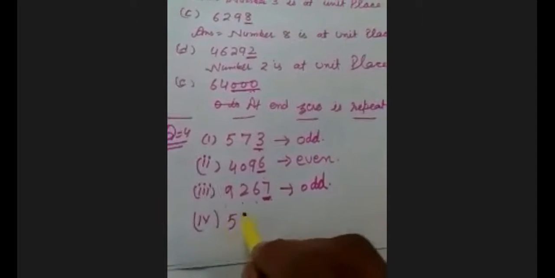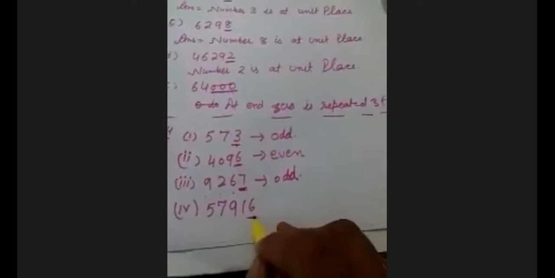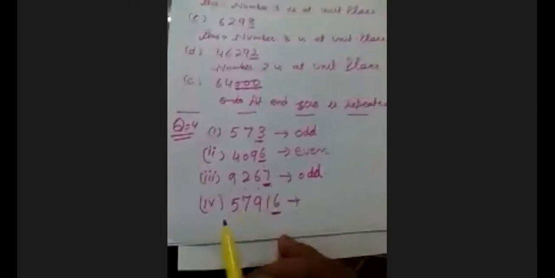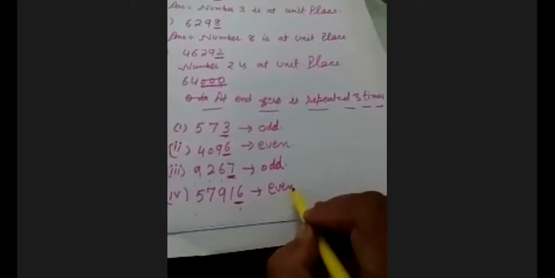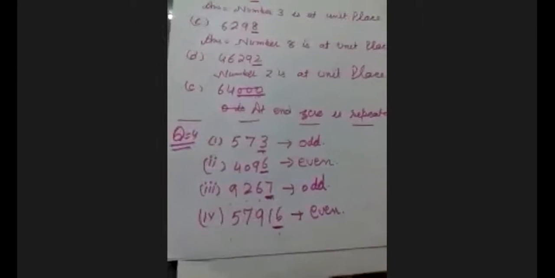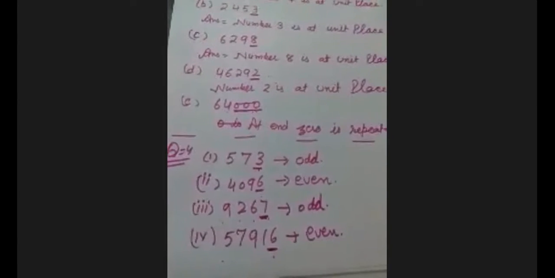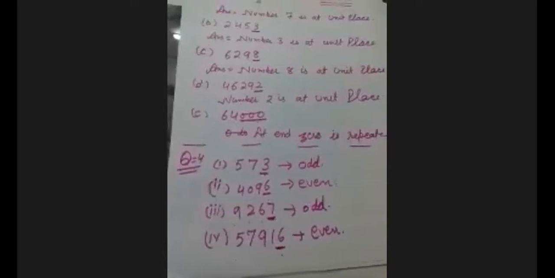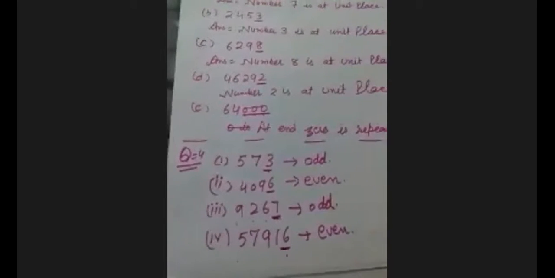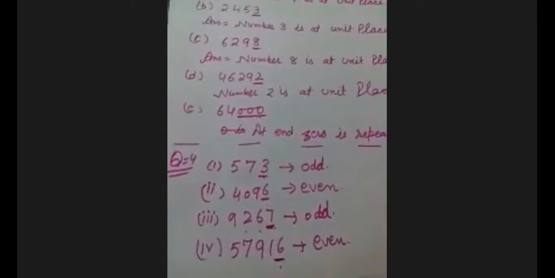57,916. Last digit is 6. It means 57,916 is an even number. So it is a square of an even number. Clear, students? So students, this is the fourth question of exercise 3.2. Next is the fifth question.